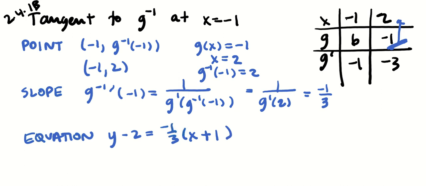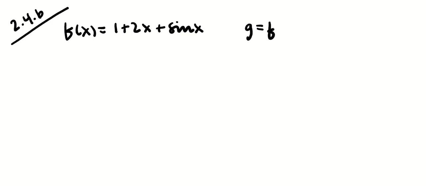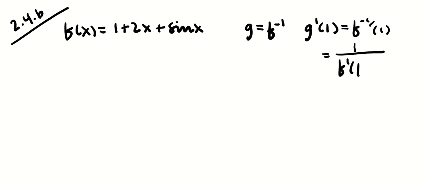All right. Next, somebody requested I work number 6 from the homework, and that one's algebraic, so I like that. Next, let's talk about f of x equals 1 plus 2x plus sine x, and g is the inverse function of f. Find g prime of 1. I'm going to just use the formula right now. g prime is f inverse prime of 1. We know f inverse prime is 1 over f prime of f inverse.